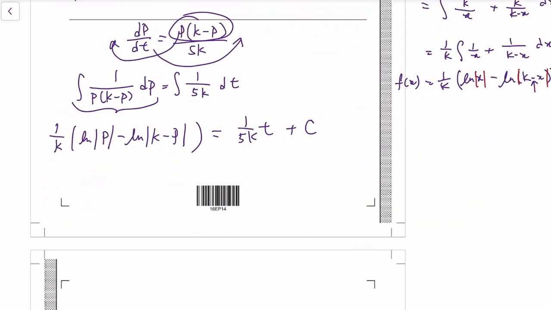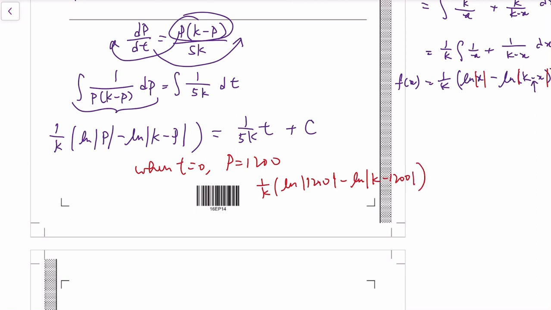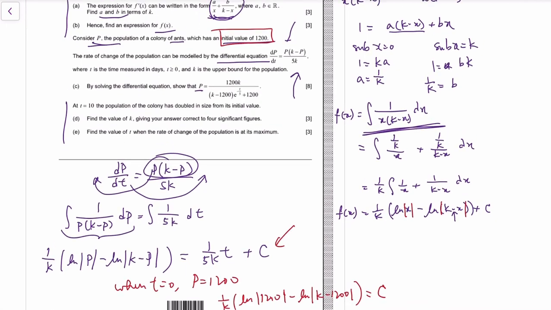So initial means t is 0. So when t is 0, p should be 1200. So if we put that in, we get what? 1 over k, log 1200 minus log k minus 1200, equals to, t is 0, equal to c. Now let's simplify this a little bit. We have log minus log, so that's log divide. Still absoluted. Equal to c, so c is that thing. Then we'll put the c back into the c, and we're supposed to make p the subject.